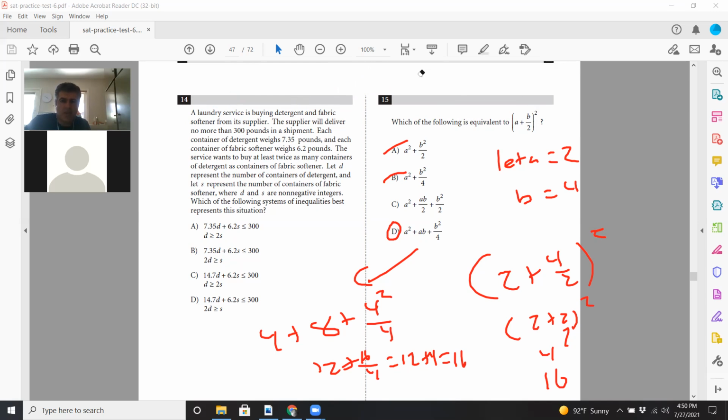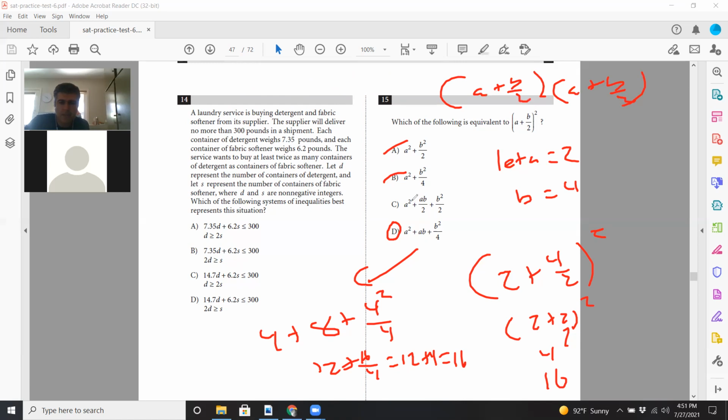Or in this case, you do A plus B over 2 times A plus B over 2. If you want to FOIL it, go ahead. You can do that as well. I just want to give you a strategy. You could plug in numbers. C is not going to work. Again, you should be getting B squared over 4, and you won't get AB over 2.